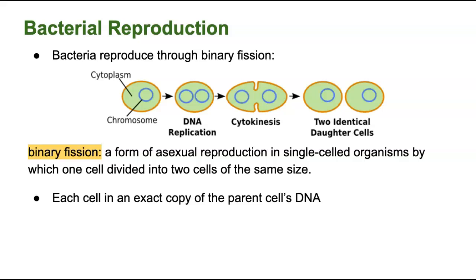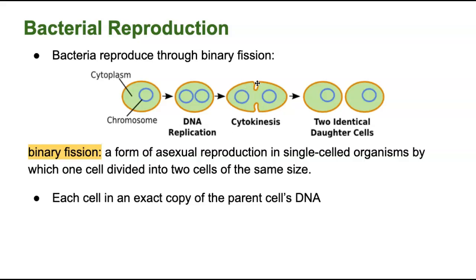It's pretty simple too. There's the cell with the cell wall. There's a jelly-like substance called cytoplasm that everything floats around in, and then there's this chromosome. This is the DNA inside of the bacteria cell. It's not located in a nucleus. It's just floating around on its own. The first thing that happens in binary fission is that chromosome is duplicated. So instead of one, we have two.